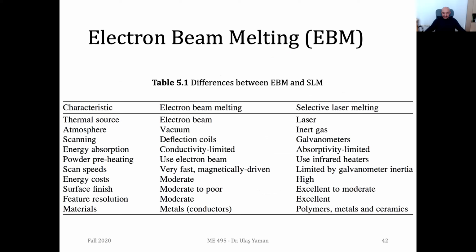Now, let's compare electron beam melting with selective laser melting. The main difference, obviously, is that in SLM we are using a laser, and in electron beam melting we are using an electron beam.